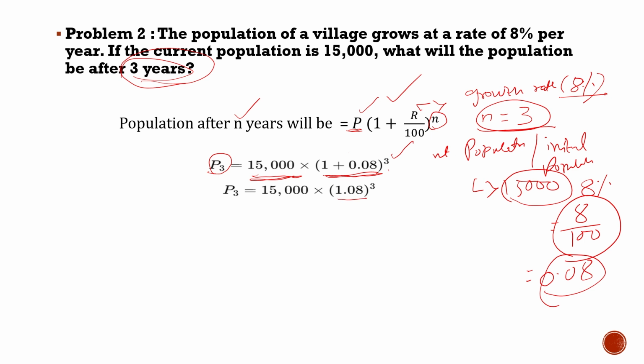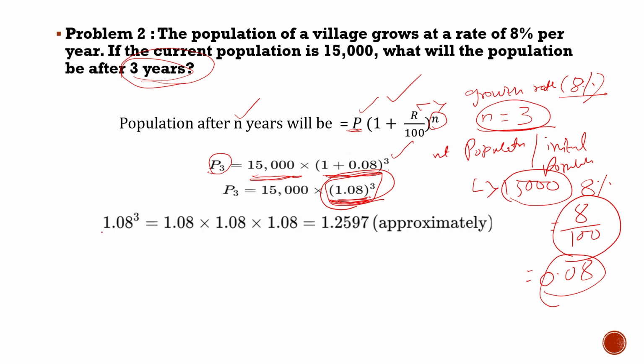So first we will solve for this part. And 1.08 whole to the power 3 means you have to multiply this particular value 3 times because it is whole to the power 3. You multiply it 3 times and you will get some value, approximately equal to this, right? Now the final solution. So you already got this value.